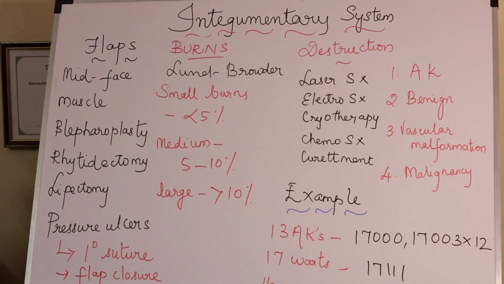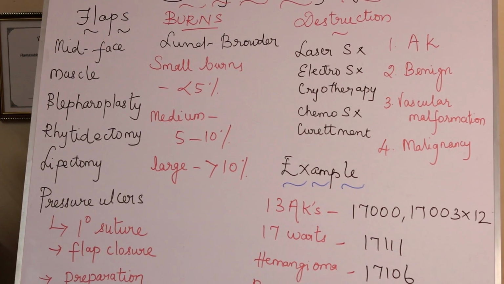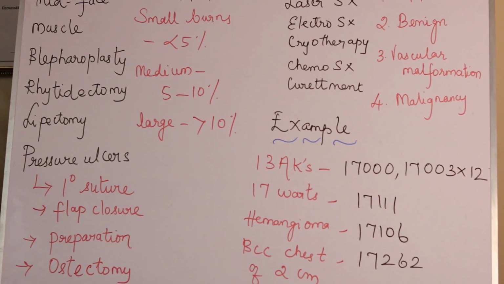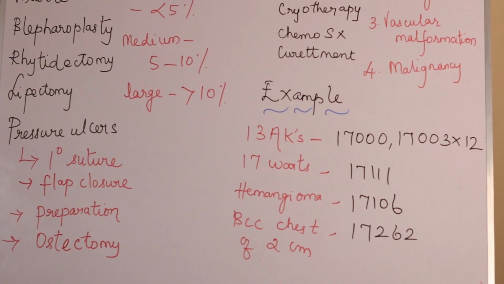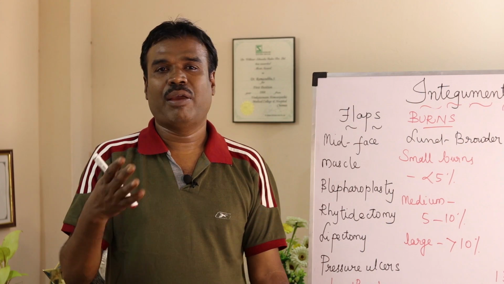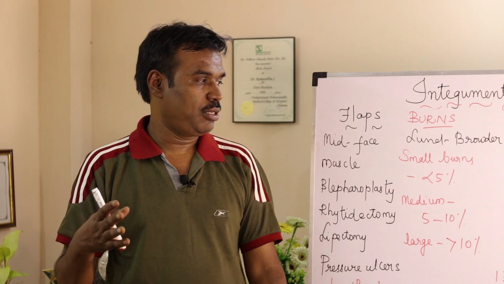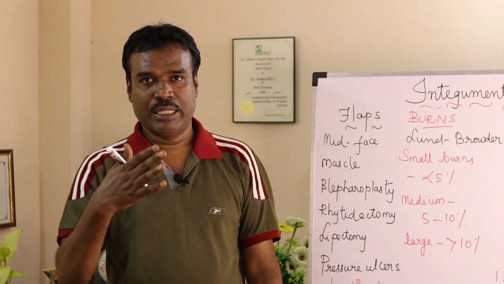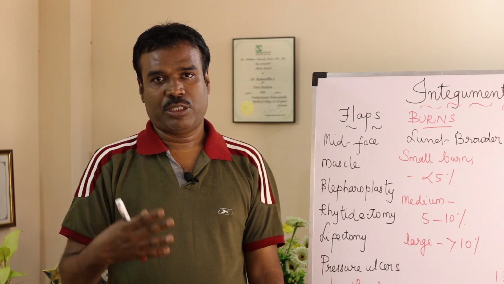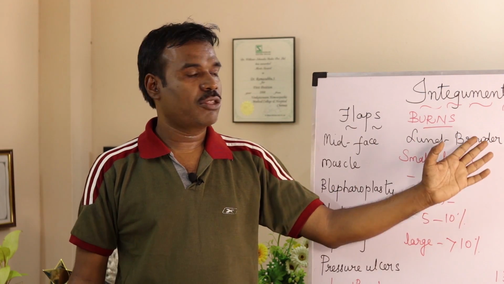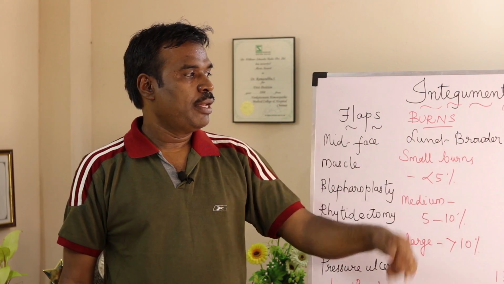Thirdly, cryo, meaning ice therapy. Liquid nitrogen is applied to that particular morbid area and they are going to destroy the growth. Next is chemosurgery, by the application of chemicals like trichloroacetic acid. And then curettement is a surgical curettement. With the aid of a curette, they are going to remove the pathological manifestation. Okay, is that clear? So these are the different methods of doing a destruction.